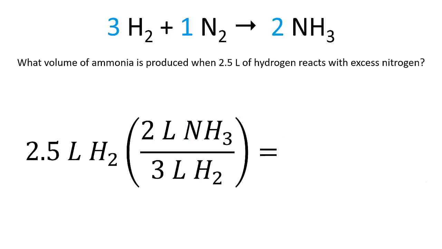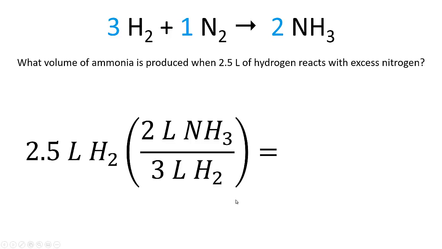And so we can have questions like this, where what volume of ammonia is produced when 2.5 liters of hydrogen reacts with excess nitrogen? So this is our problem. We're given a balanced chemical equation, or you're given an equation and told to balance it first. But in this case, it's balanced, it's ready to go. So we start out with 2.5 liters of hydrogen. You just place this here on the left-hand side. And then you include a conversion factor.